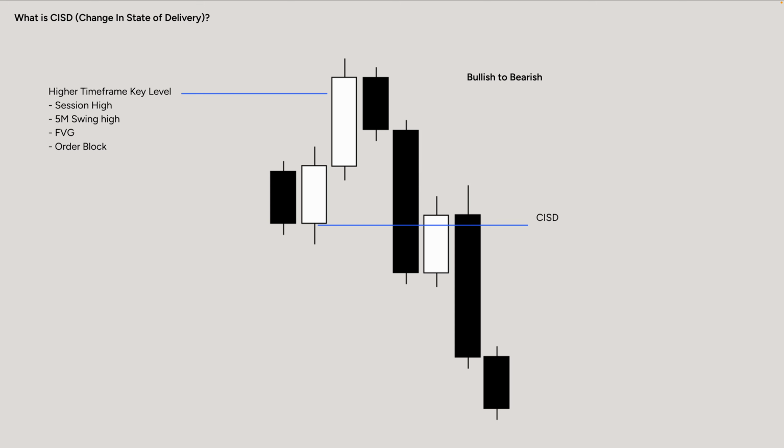The only entry model we will be using on the lower time frame will be the CISD model.